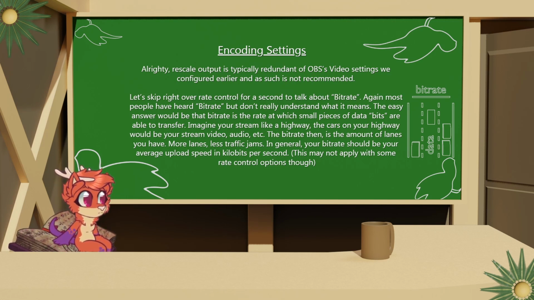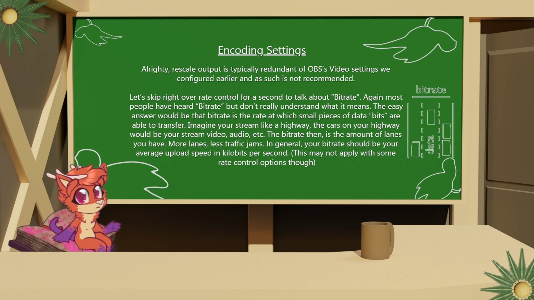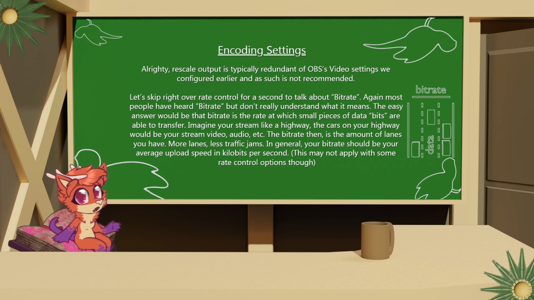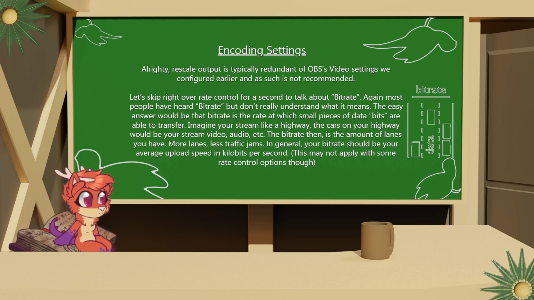Imagine your stream like a highway, like on the right, and the cars on your highway would be your stream video, your audio, etc. The bitrate then is the amount of lanes you have. The more lanes, the less traffic jams. In general, your bitrate should be your average upload speed in kilobits per second, though this may not apply with some rate control methods, which I will get to in a moment.